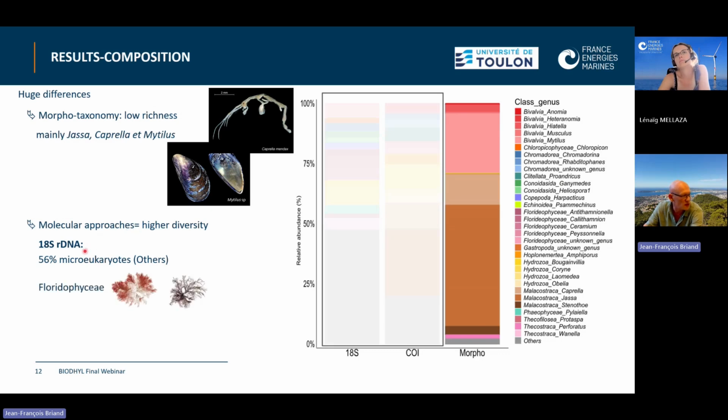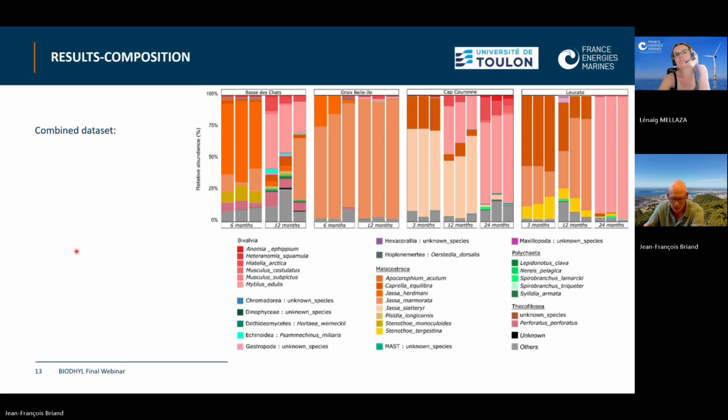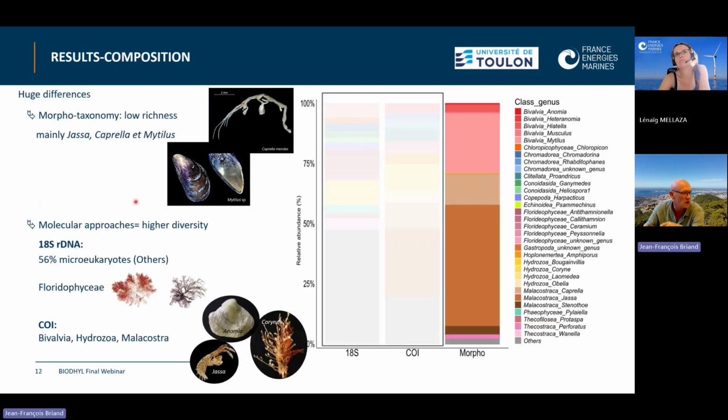And considering the molecular approaches, there is clearly higher diversity, and especially for the 18S rDNA, you can see that, interestingly, in this part, half of the diversity is represented by microeukaryotes, so microbes, not bacteria, microeukaryotes with only one cell. And these organisms are less studied and less known, and it could be very interesting to have much more information on that. And we can see also that with molecular data, we have information on algae, especially red algae.